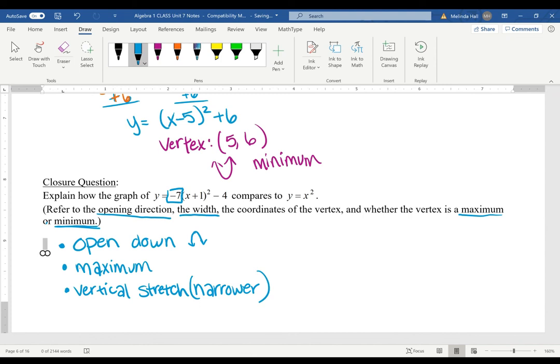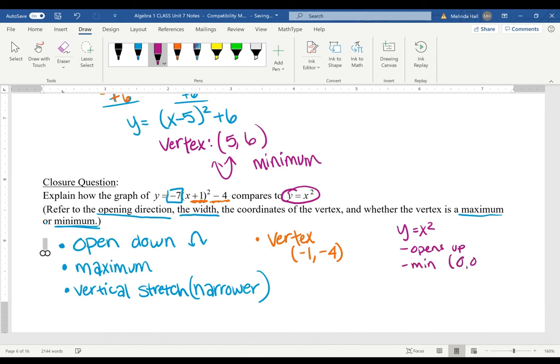Okay? Now, the vertex comes from the other numbers. So that would be the positive 1 and the negative 4. So our vertex for this new one would be at negative 1, negative 4, because remember, the x value is opposite, the y value is how you see it. And we've already decided that it is a maximum. Now, compared to x squared, keep in mind, and I'm going to do all the x squared stuff in purple, y equals x squared opens up, has a minimum at 0, 0, and it is the same width as itself, obviously, because it's the same function.